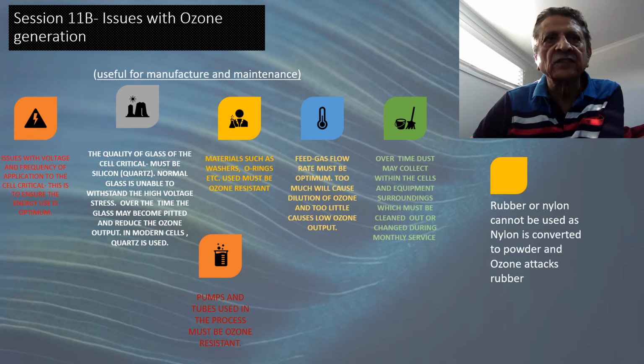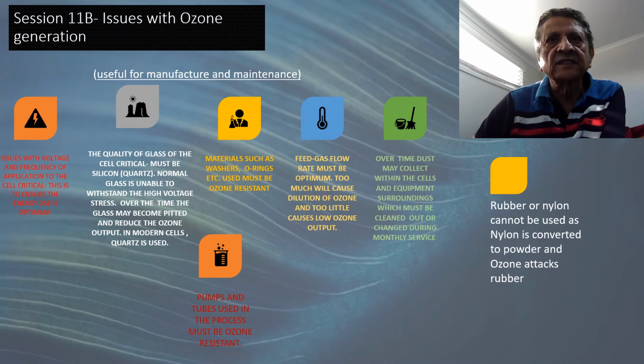But whichever glass is used, if there is corona formed at any time, the corona will start pitting the glass insides of the glass cell and the output of ozone is compromised. All materials that we use when we make the ozone cell, including the ozone O-rings, etc., must be ozone resistant.